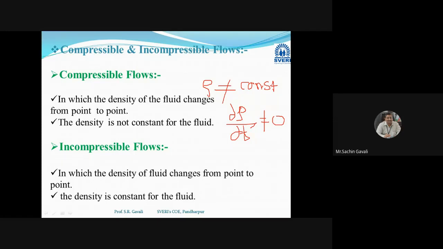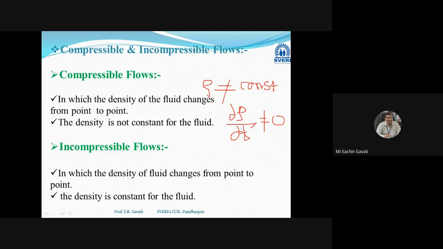If we compress the gas, if you apply pressure on the gas, its volume goes on changing. So that type of flow is called compressible flow. Examples are flow of gases and flow of steam in the pipeline. So this will be considered as compressible flow. As more pressure is applied, volume will be less.